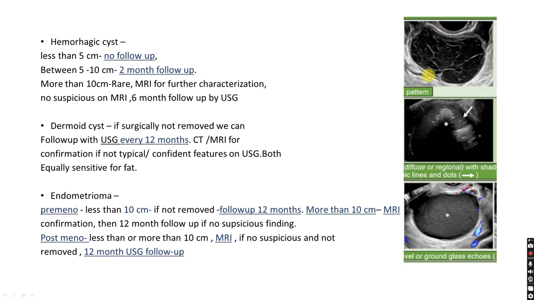This is a hemorrhagic cyst. Typically it shows a fishnet appearance, reticular pattern, with thin septa inside. This is a dermoid cyst showing acoustic shadowing. This is the echogenic focus showing shadowing here, and the cystic component is showing echogenic lines or dots. Endometrioma shows homogeneous low-level ground glass internal echoes.